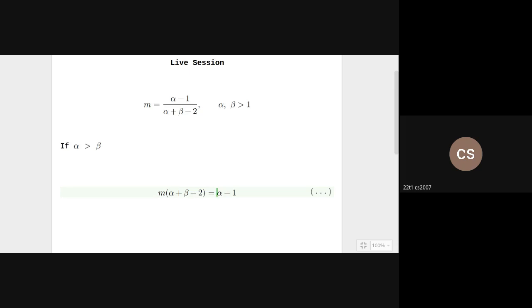Okay, so somehow I need to make use of the fact that alpha is greater than beta. So can someone who is in front of a pen and paper, if you have, see how we can simplify this expression?